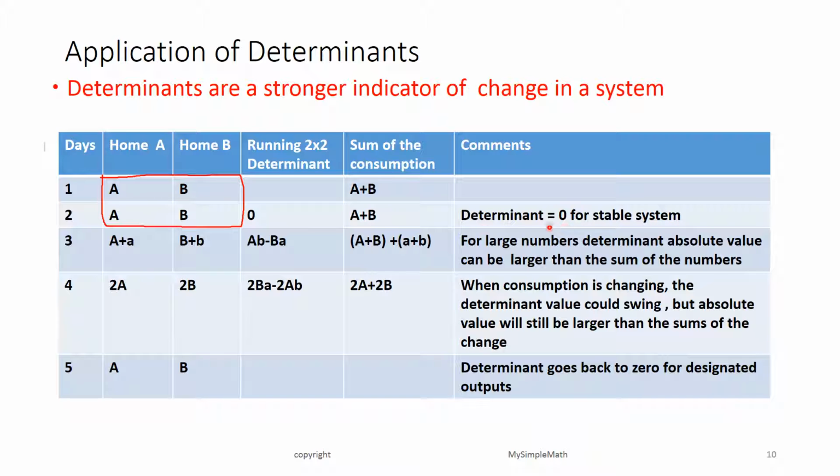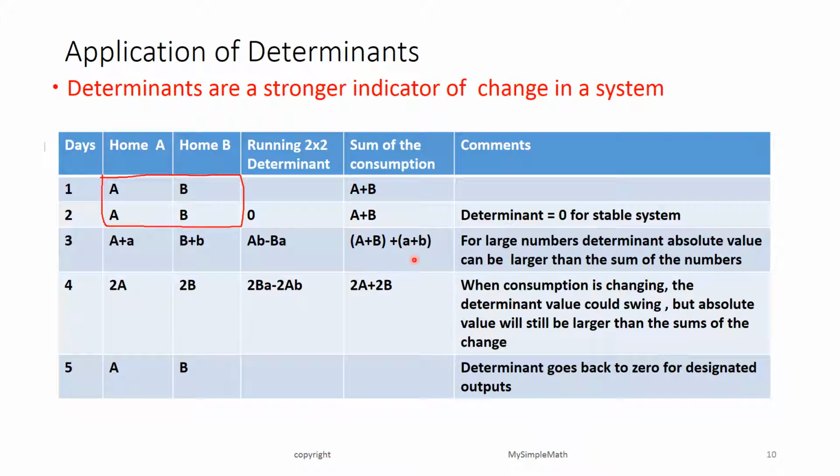Now let's say on the third day the consumption increases to A plus A and B goes to B plus B. If we take the running determinant between days 2 and 3 like this, then the running determinant would be AB minus AB and A into small b minus B into small a, which is AB minus BA right here. And the sum of the consumption would be A plus B plus A plus B.